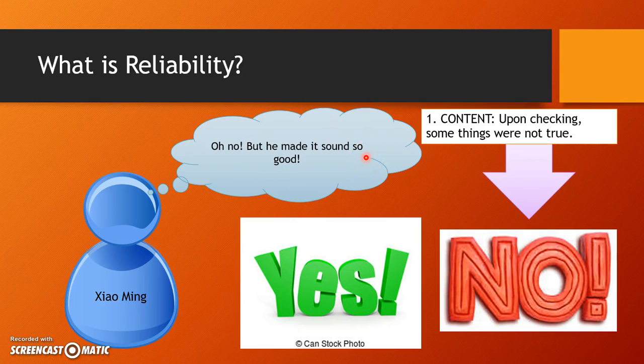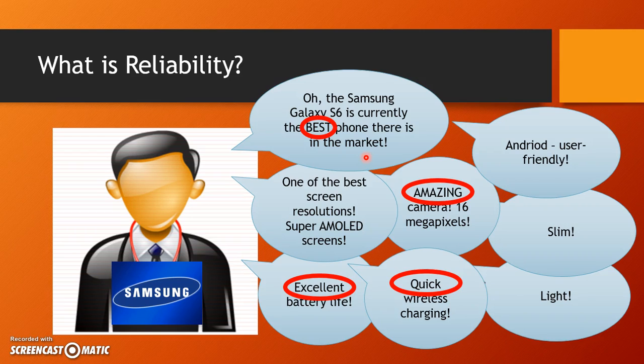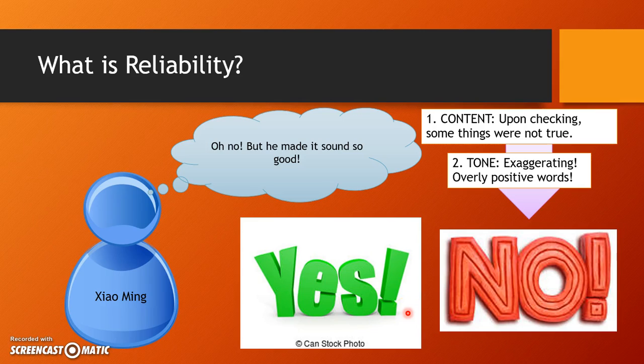Now, of course it sounds good. Why? Because let's look at the words that he used. He said, oh, this is the best phone in the market. It has amazing camera, excellent battery life, quick wireless charging. Of course, it sounded good because he was exaggerating. There are a lot of overly positive words that he used. So based on that, I will not trust him.